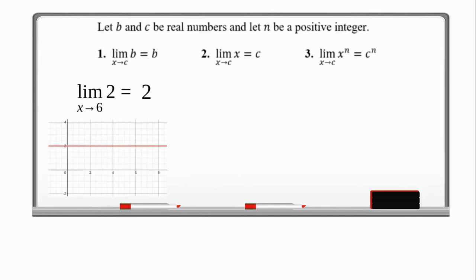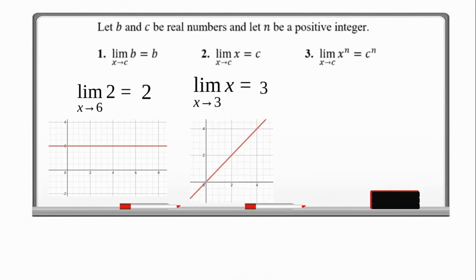So I have a graph showing that. No matter where you go on that graph, y equals 2. So it's just a horizontal line. So x equals 4, x equals 5, 6, 7, it's always 2. Next, we're going to have the limit of x as x approaches 3 equals 3.